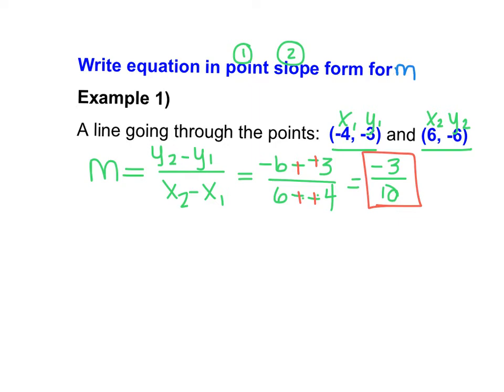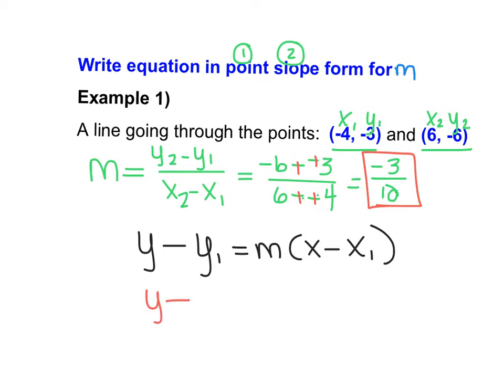So the next thing we're going to do is reference that original equation. So remember we have y minus y1 is equal to our slope times x minus x1. We're going to substitute values in here as we write out the equation. So remember it's y minus our y coordinate.